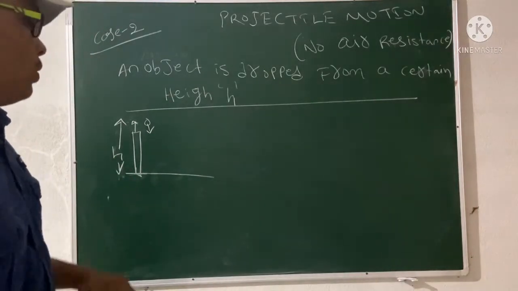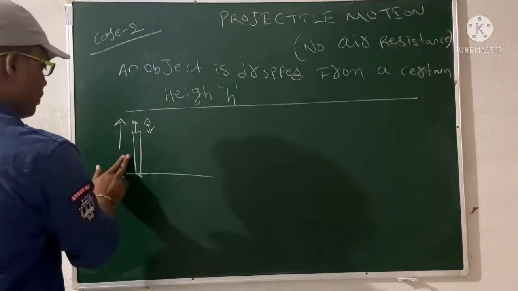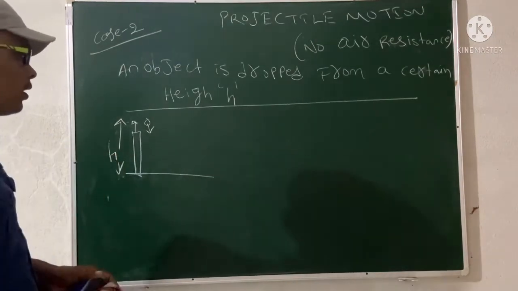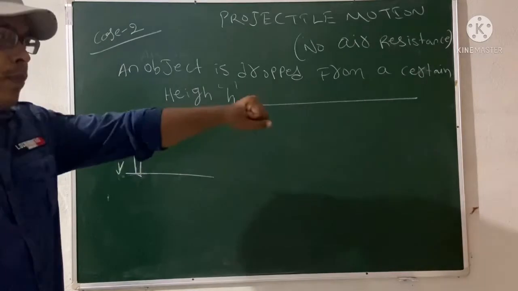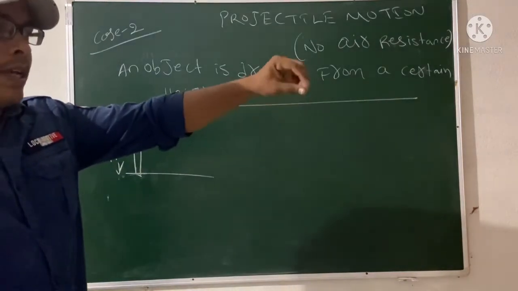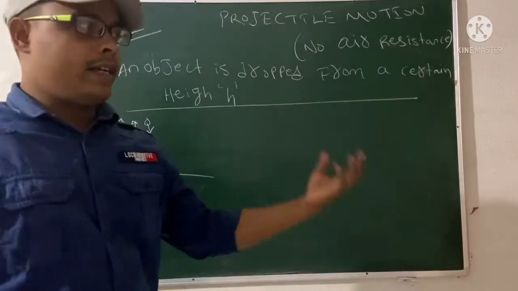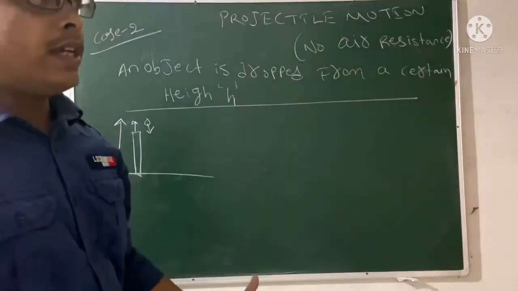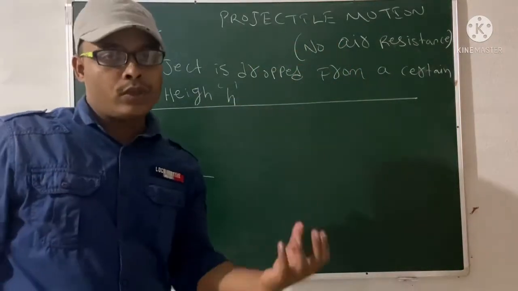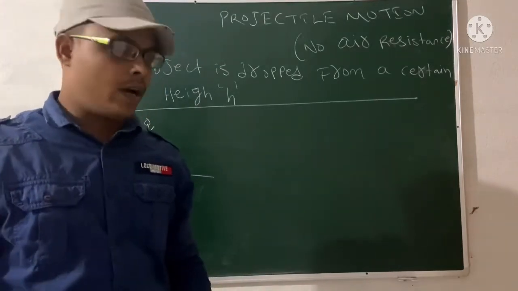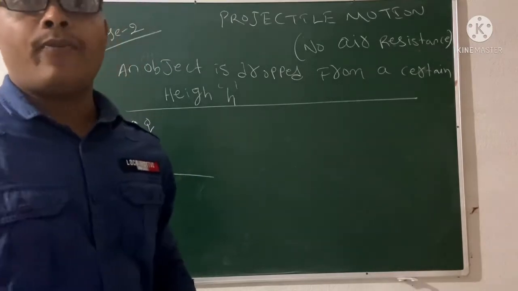That means this is the initial position, h. Then the ball is dropped. The ball is just dropped. That means we are taking the ball and dropping it from a certain height h, right? So we will also see how much time it will take to reach the ground. Then what is the velocity at the ground when it touches? That means the final velocity.